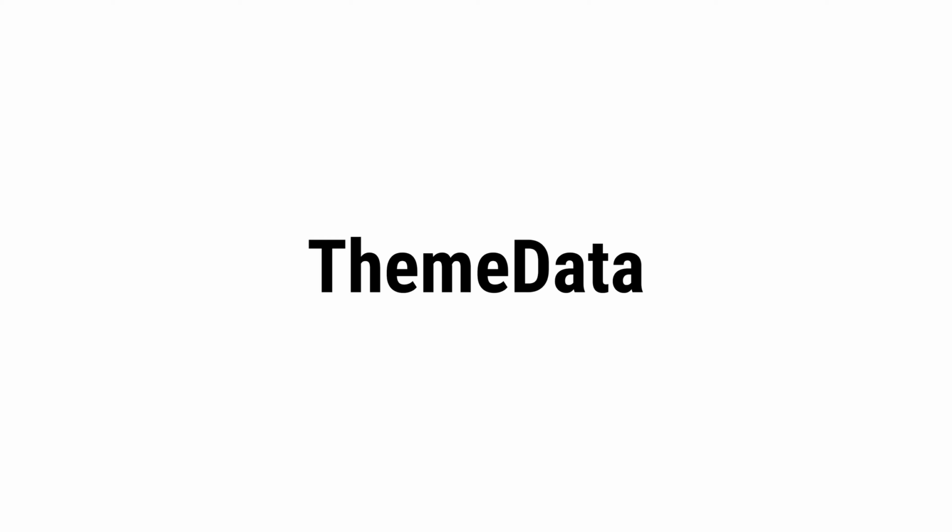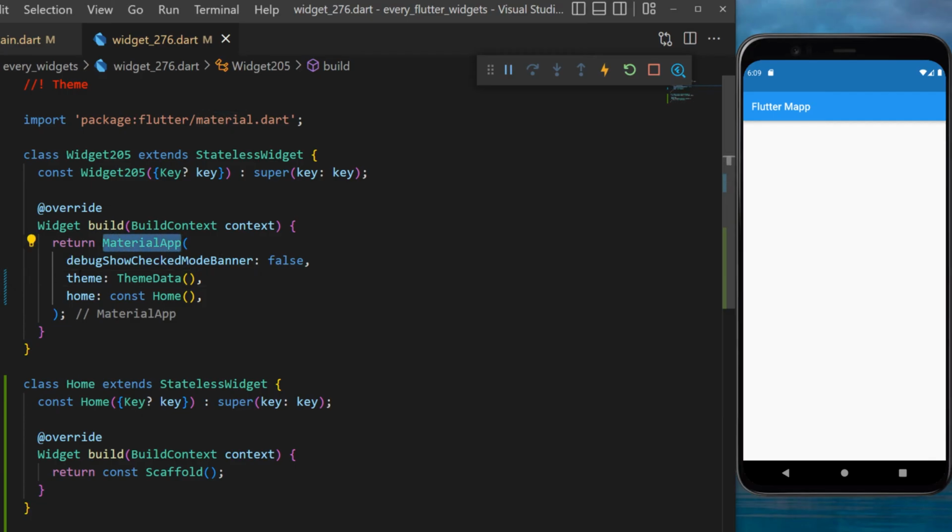the theme data. Inside the material app, you have something called the theme argument, and inside you can put the theme data. And this is what we will talk about. First, inside the home, the only thing we have is a scaffold widget. And this is what you can see on the screen.